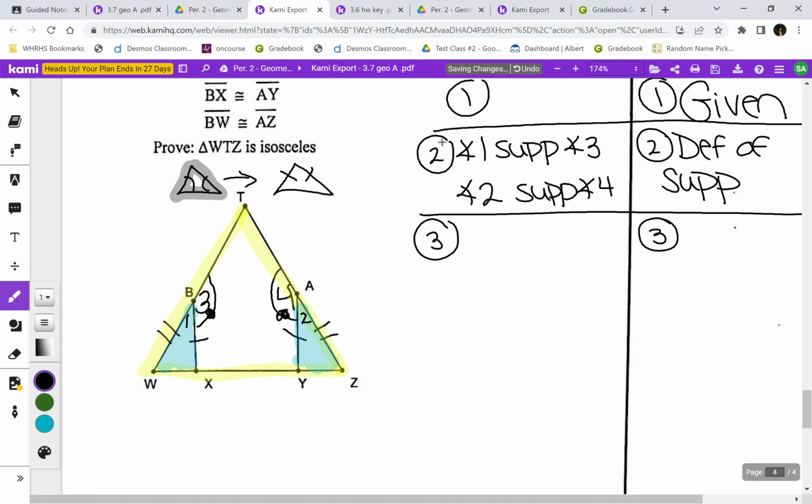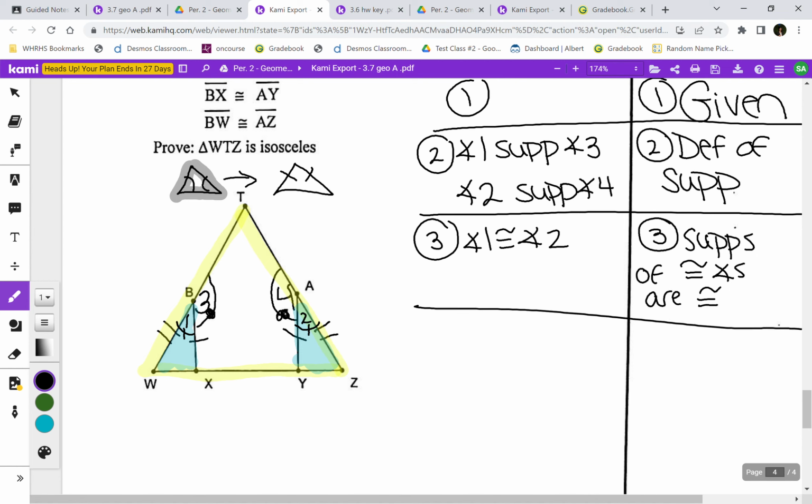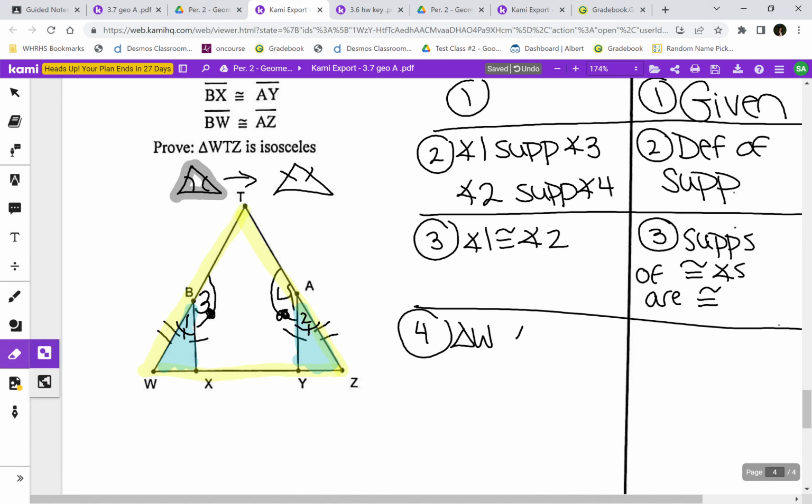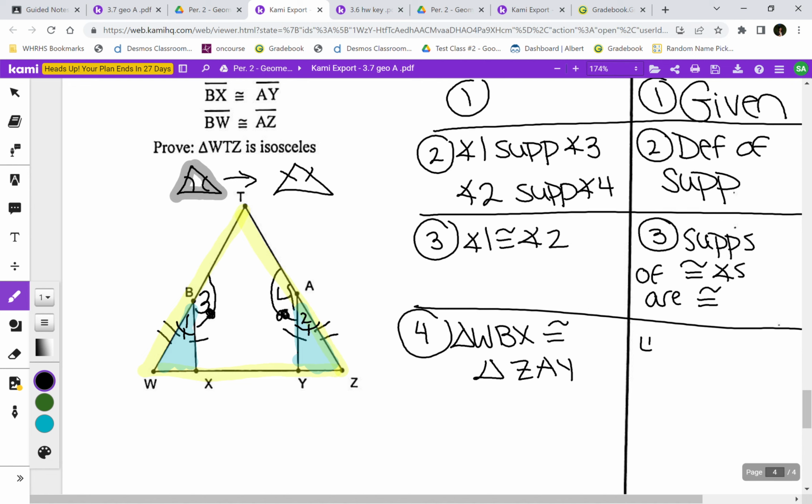And then where are we going with this? Angle 1 is congruent to angle 2, why? Mia? Supplements of congruent angles. You got it. Supplements of congruent angles are congruent. So now I can say triangle WTX, oh, not WT, sorry, WBX is congruent to triangle ZAY by side angle side.